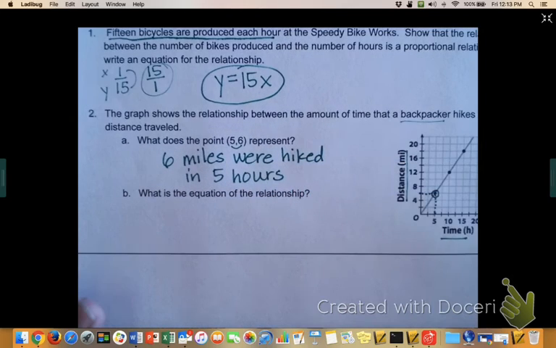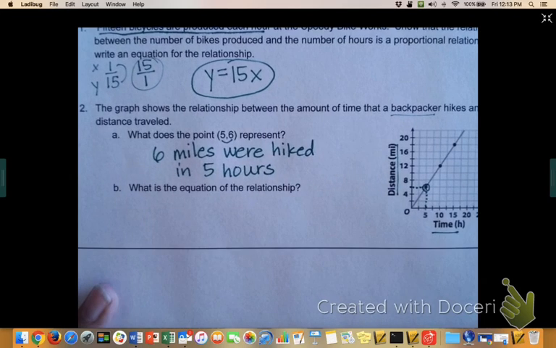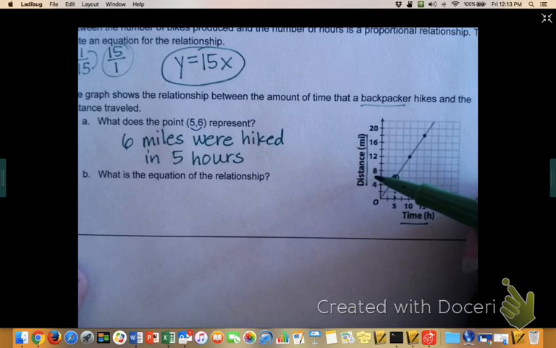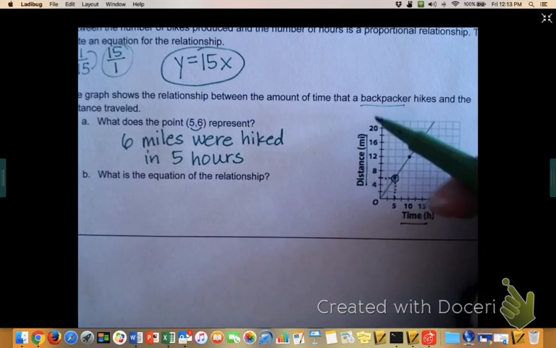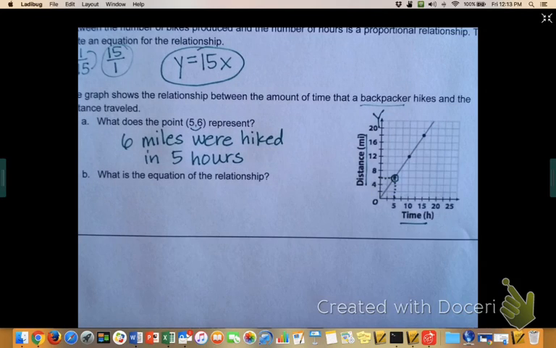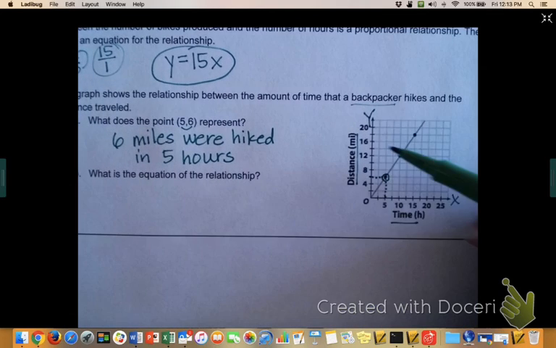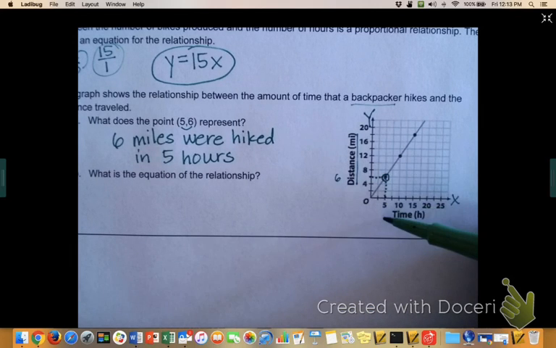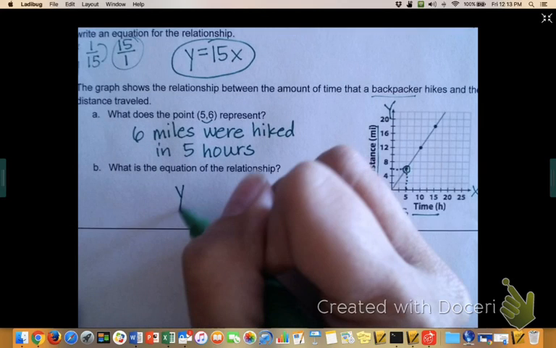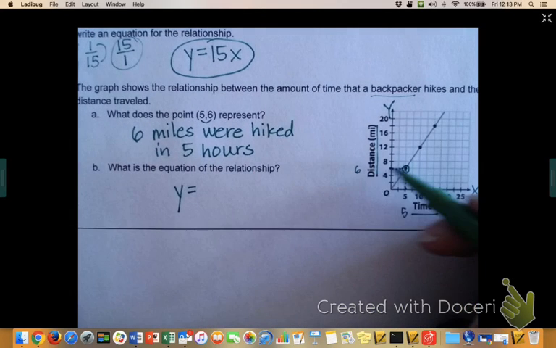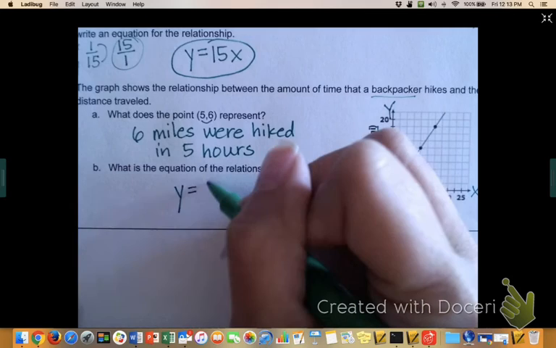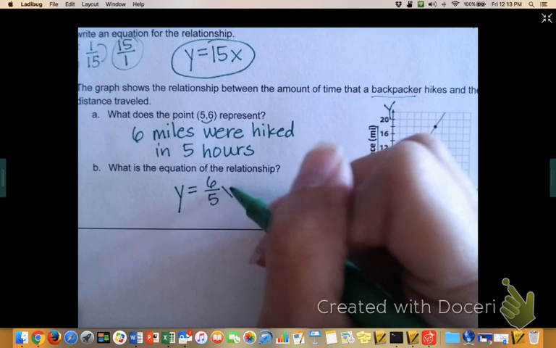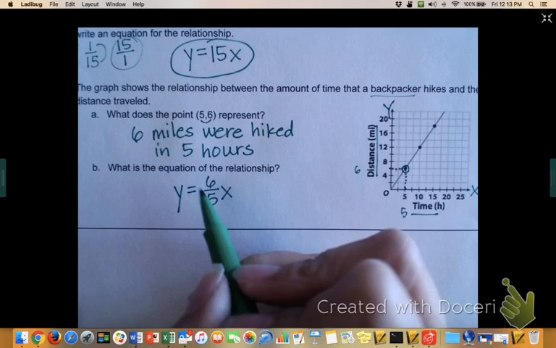Okay, and then the very last one, what would that equation be? Remember, I want your y. This is your y-axis. If you forgot, that's your y. This is your x. I want your y value, which was 6 in this case, over your x value, which is 5. So when you write an equation, it's always y equals your constant, which was 6 per 5, and then x.